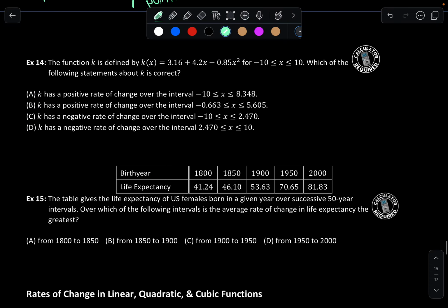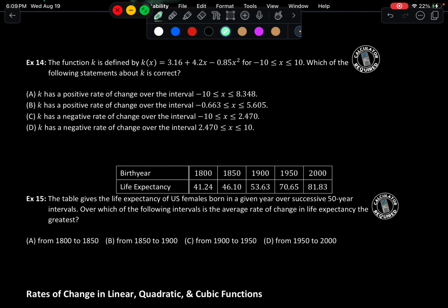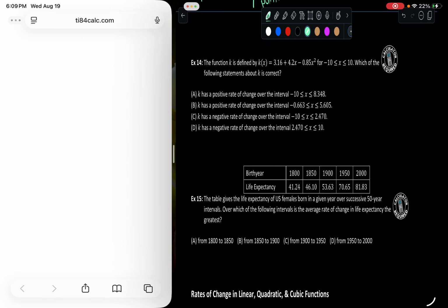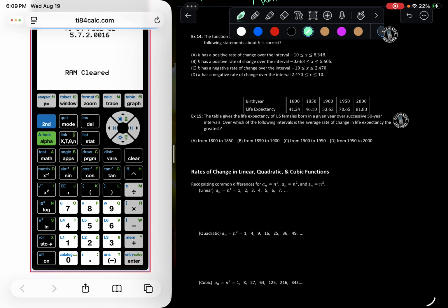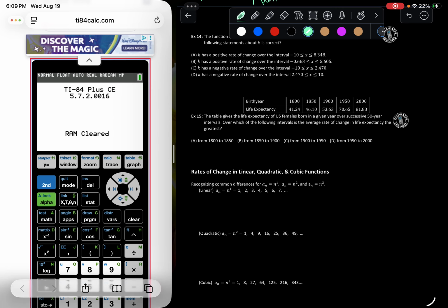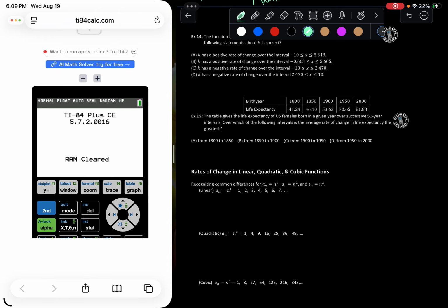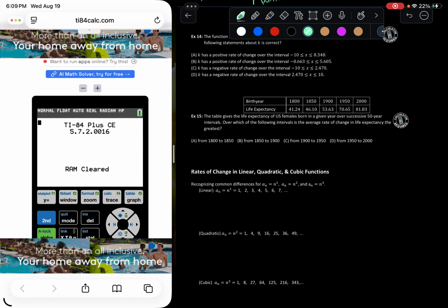All right, number 14 and 15 will require calculators. Now, this is a non-calculator unit. This is just to get into utilizing the technology and recognizing the graphs visually, okay? So I'm going to use a TI-84 for this. The ads are probably going to pop up. Okay, let me get rid of them, or try to.